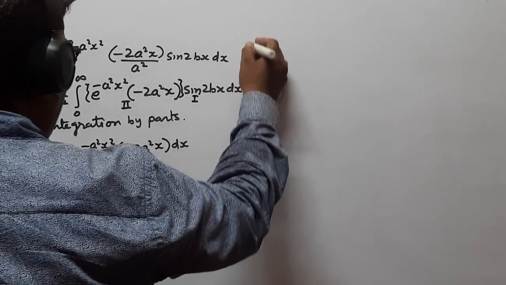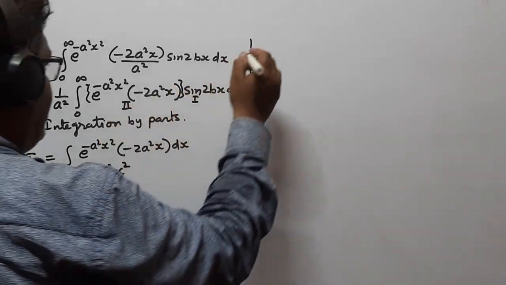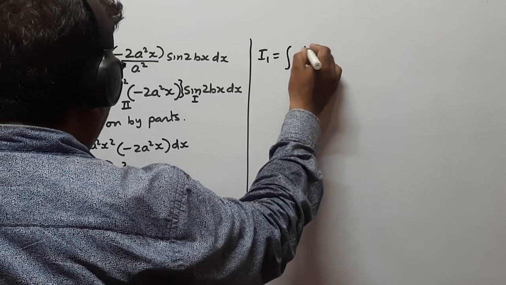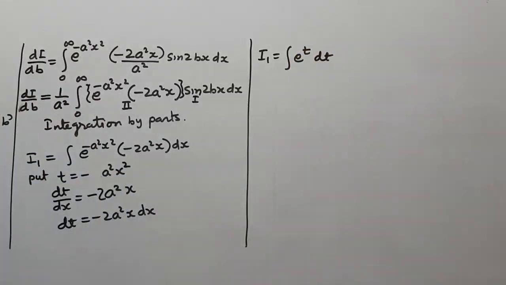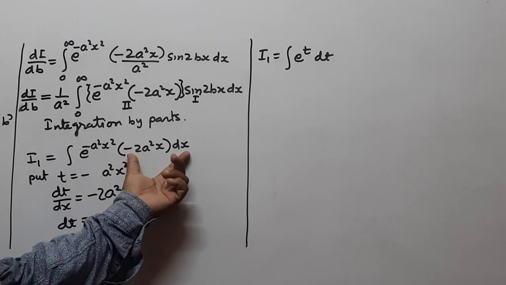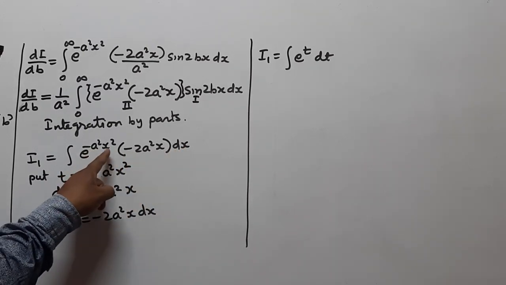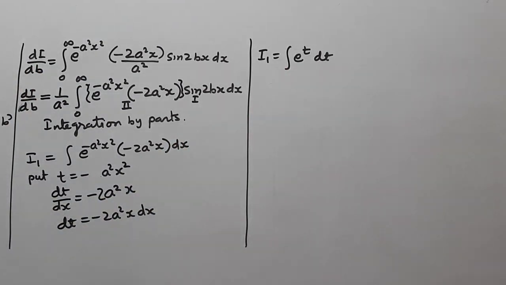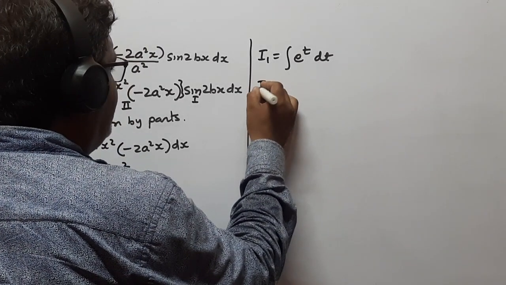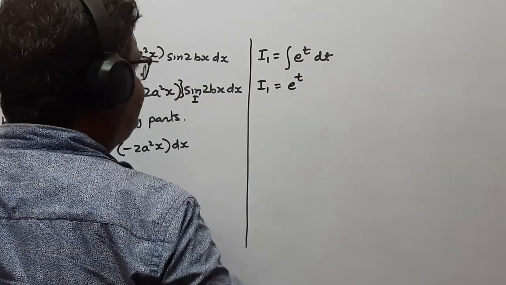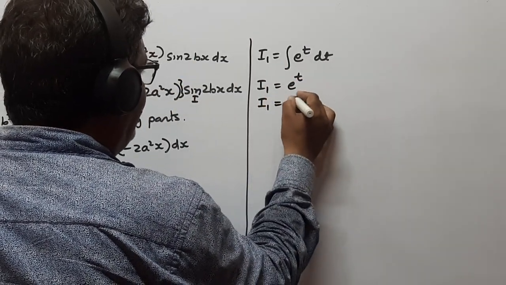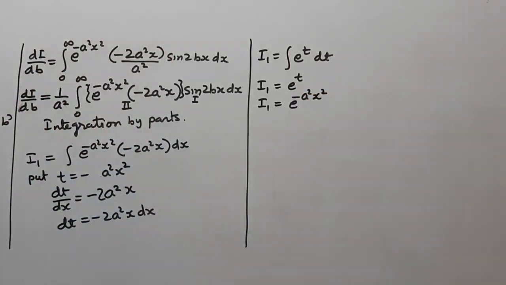Now we put dt in place of minus 2a square x dx, and in place of minus a square x square we put t. So I1 becomes the integration of e to the power t dt. Now integration of e to the power t is equal to e to the power t. We put the value of t, that is minus a square x square. So the integral of the second function is e to the power minus a square x square.